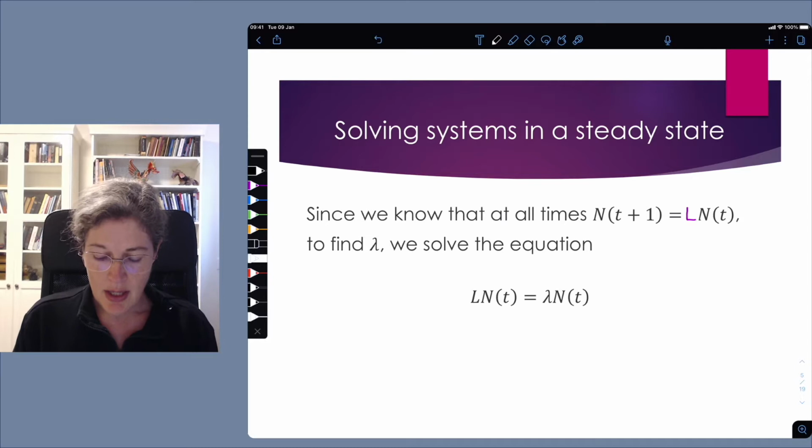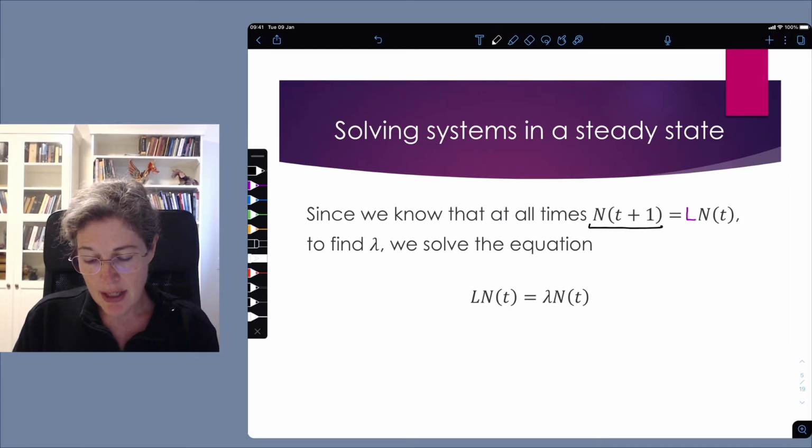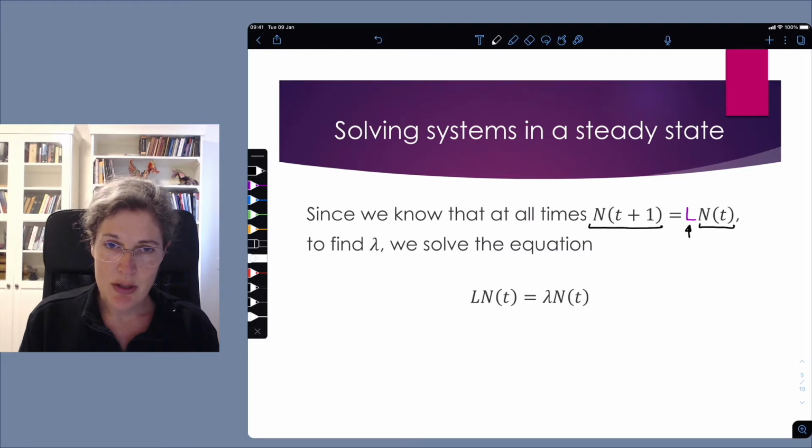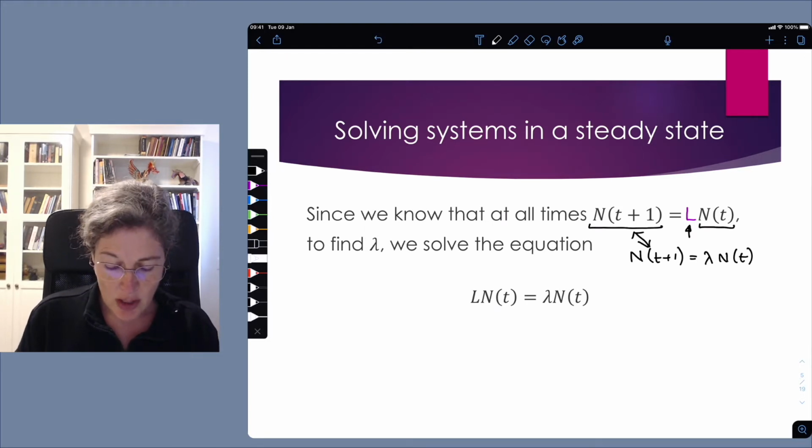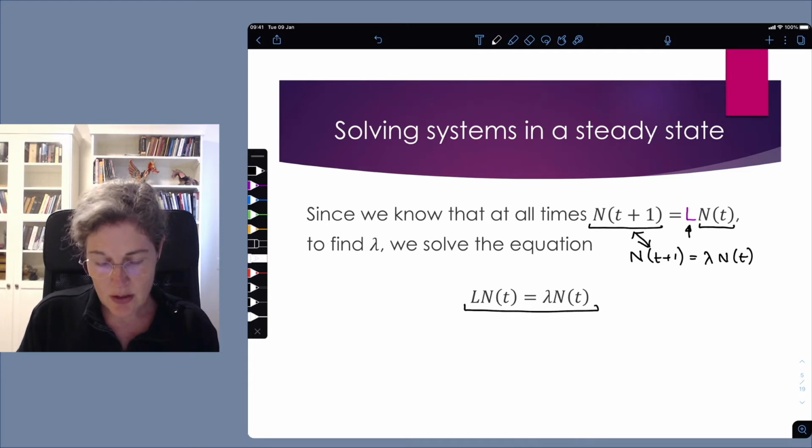Now, we know that at any time, our population at time t plus 1 is given by our population at time t multiplied by our Leslie matrix. And that's true for any t. But since we're particularly interested in finding what's happened when we've reached a steady state, we also have the equation that we've just seen, which says that our population at time t plus 1 is equal to our lambda, our proportionality constant, times our population at time t. So combining those two, because we can set them equal to each other, essentially what we're doing is we're trying to solve this equation here, which says we want to find the population and the constant lambda, so that if we take our Leslie matrix times that population, it's the same as just multiplying that population by a constant factor.